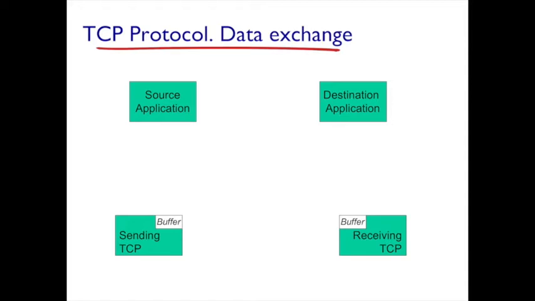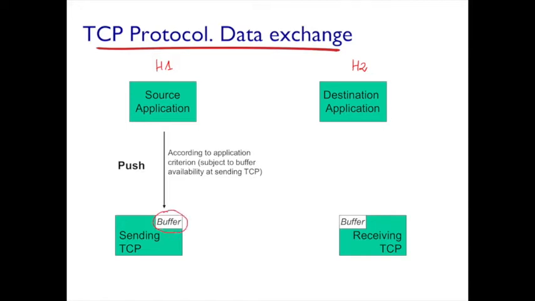Let's see an example of data exchange between a couple of hosts. Host 1 on the left, host 2 on the right. We only refer to application and transport layers. So at first, the source application will push some data subject to buffer availability at the sending TCP. This is the sending buffer. If there is space, the source application can send something to be sent to host 2.